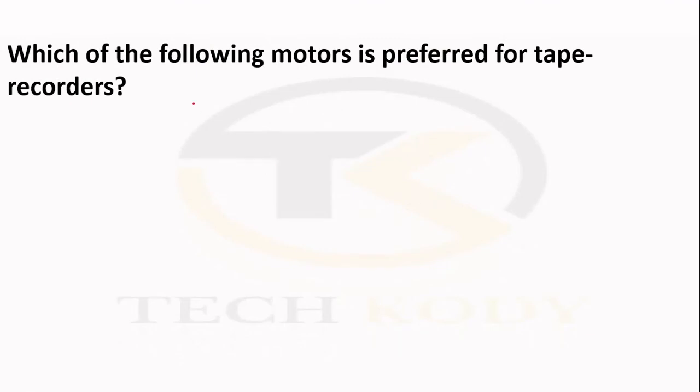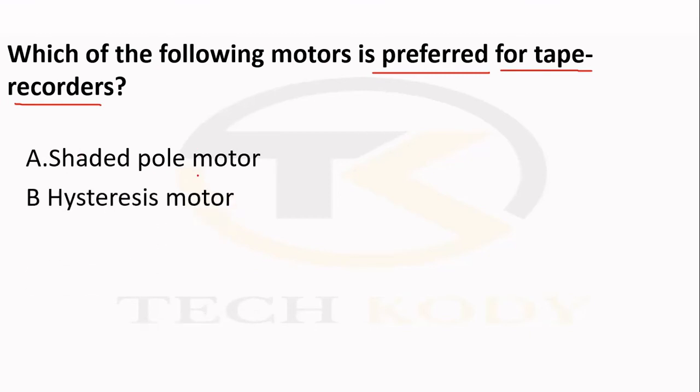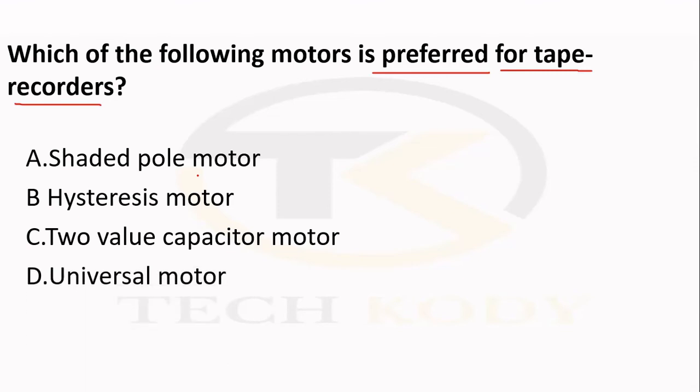Which of the following motors is preferred for tape records? Here they ask for the application: what motor can we use in tape records? A shaded pole motor, hysteresis motor, two value capacitor motor, or universal motor. We can use the hysteresis motor in tape records.